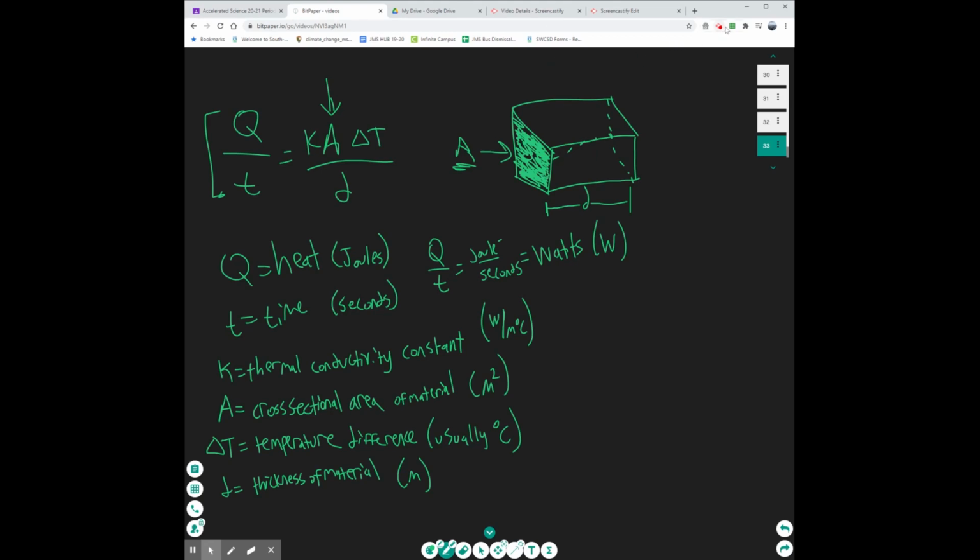Okay. So that's it for this lesson. The next one is going to be using this equation to actually solve problems. So that's it. Go on to your work and try to enjoy yourself.